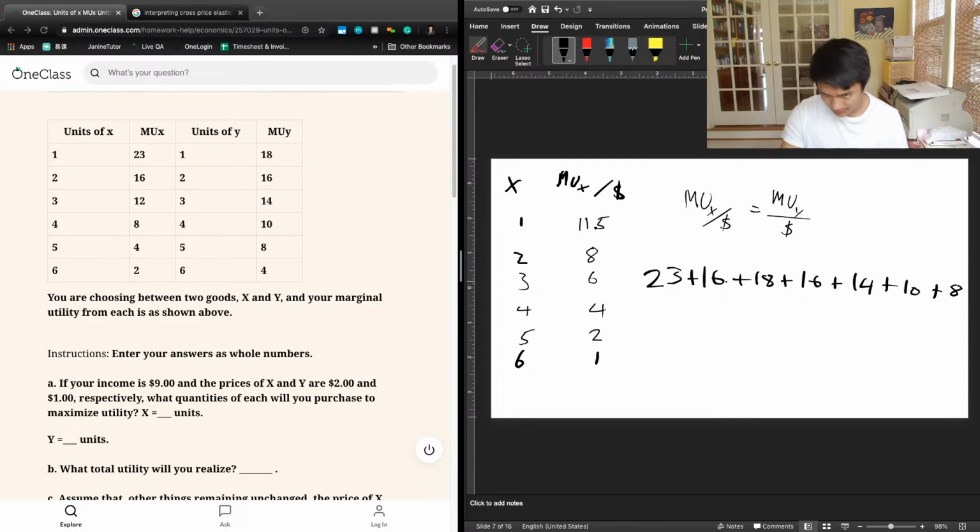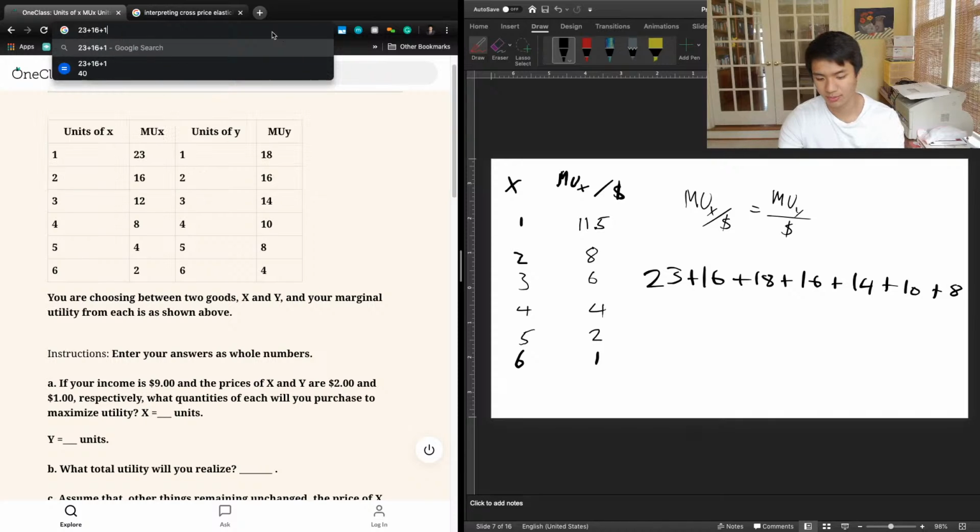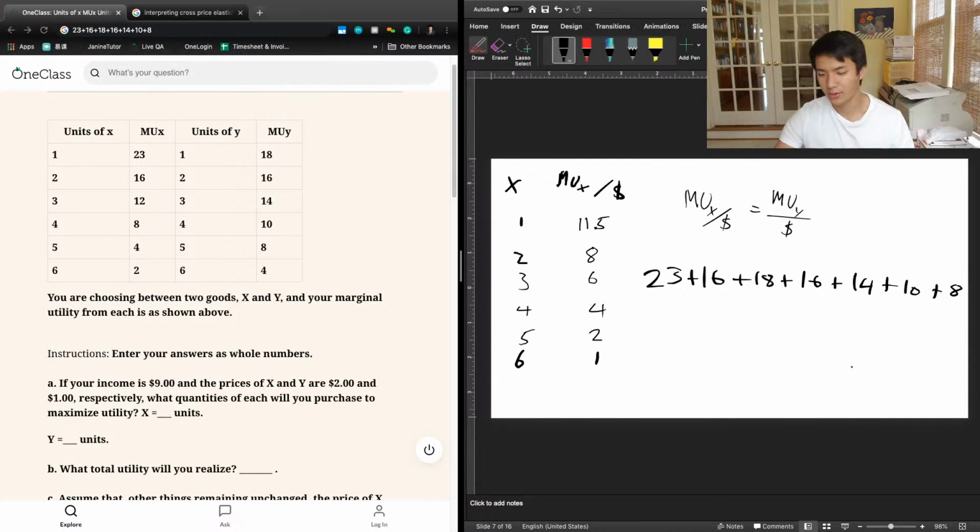So 23 plus 16 is going to be 39 plus 18, 57. Why don't we just type this in? I'm not going to try to do this all in my head. 23 plus 16 plus 18 plus 16 plus 14 plus 10 plus 8. Make sure I typed it all in, 23, 16, 18, 16, 14, 10, and 8. And we get 105. 105 is going to be the total utility that we realize at this consumption bundle.